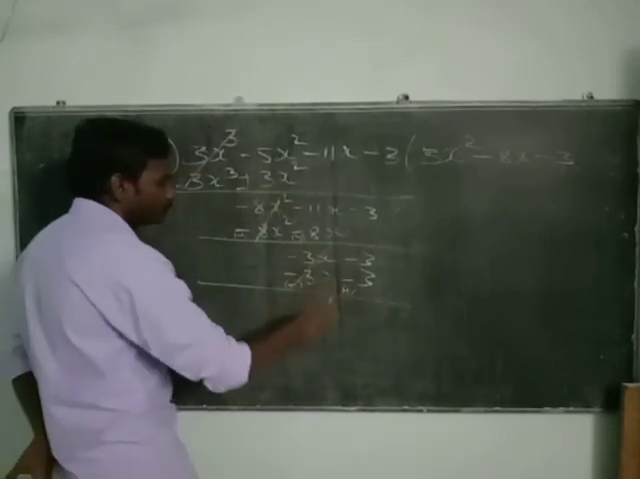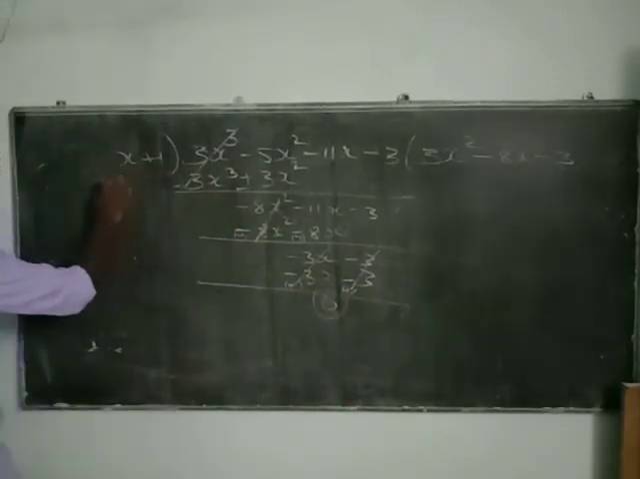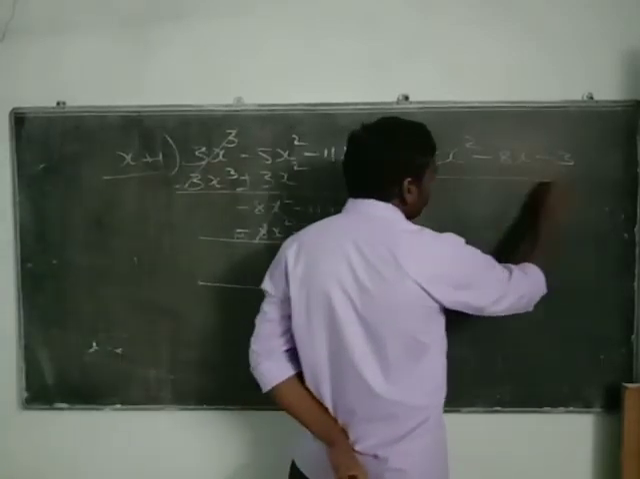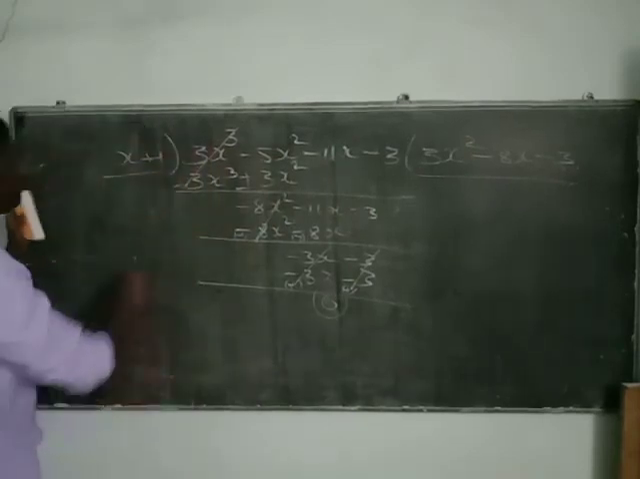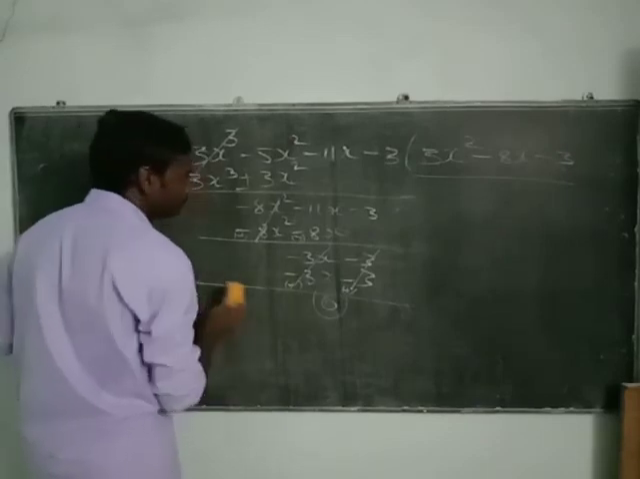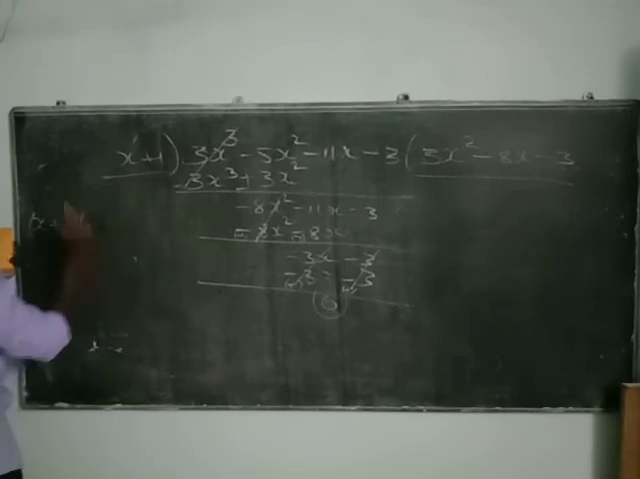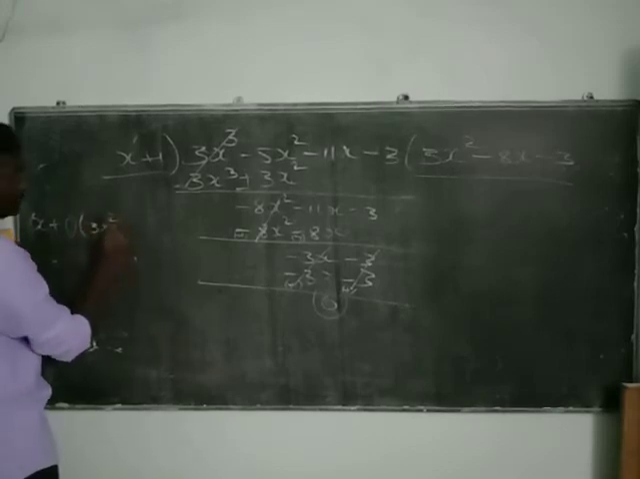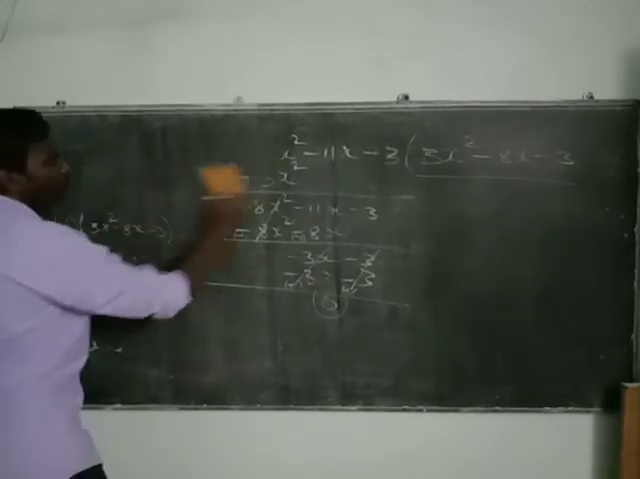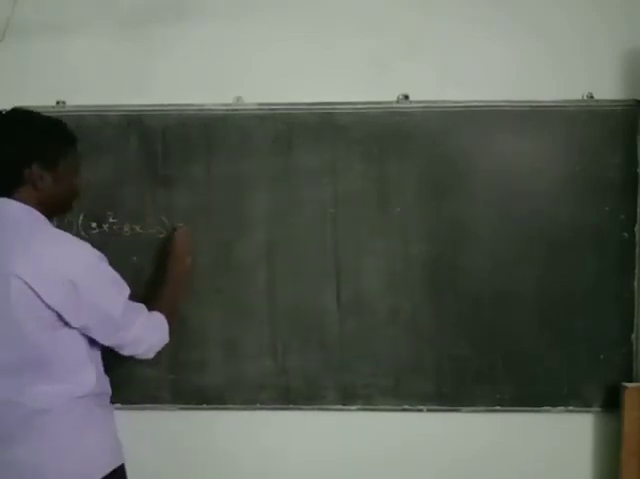Look at this. So what happens? When I divide the given polynomial with x plus 1, I get 3x square minus 8x minus 3. So whenever I multiply these two, I have to get this answer, right? So writing that: x plus 1 into 3x square minus 8x minus 3 is equal to 0.